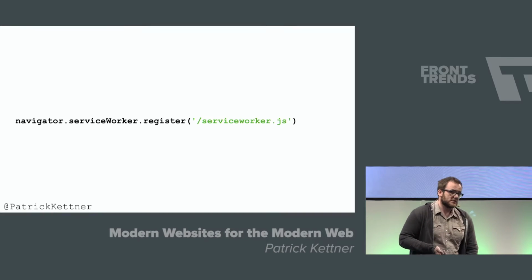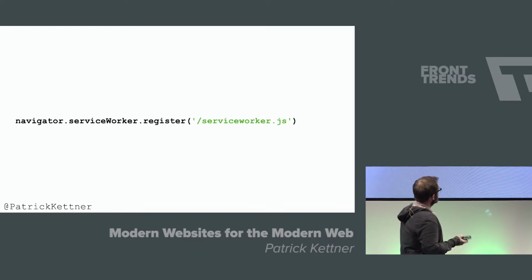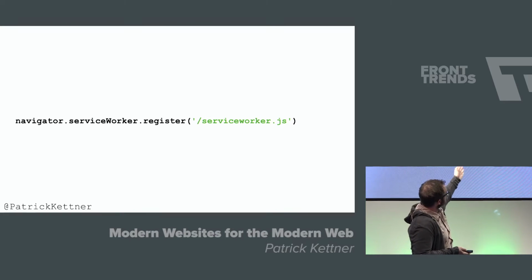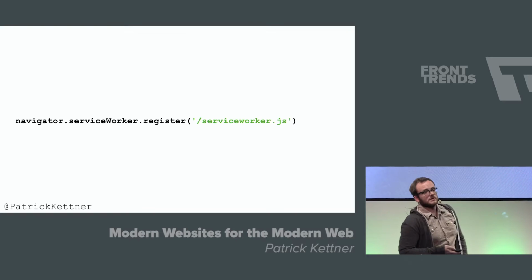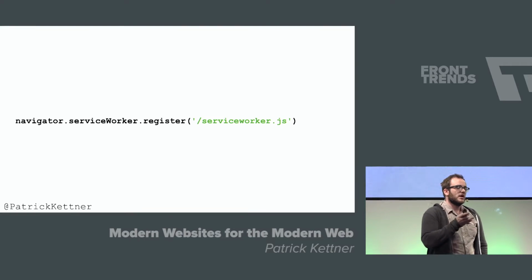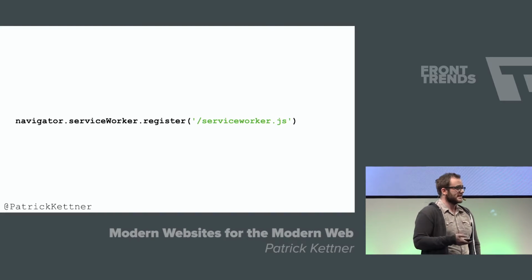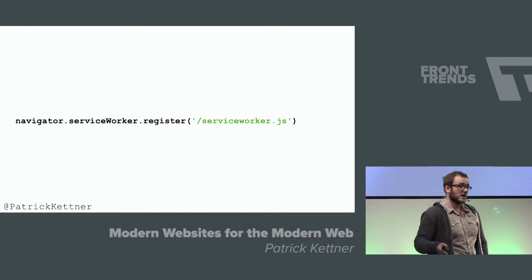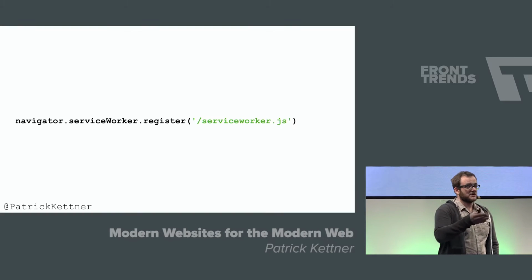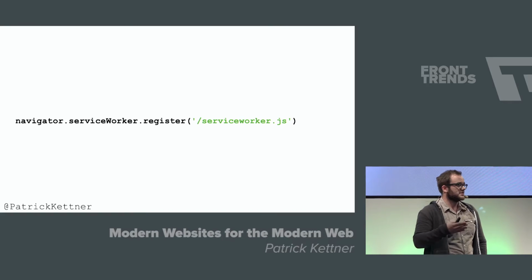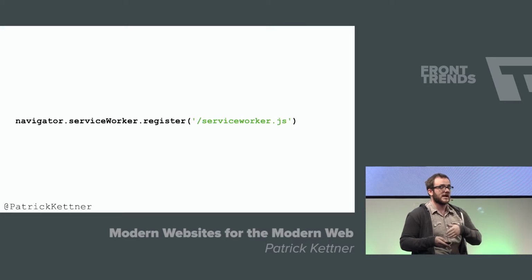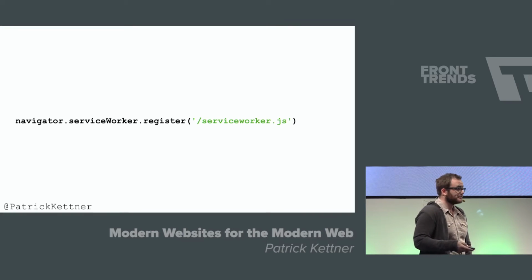So if you've never used Service Worker before, you're unfamiliar with it, this is how you register a service worker, navigator.serviceWorker.register. The only thing that's important here is the path to your service worker. You have to register it from the context that you want to control. So for this example, the file that we're loading is modernizr.com/serviceworker.js. That gives us control of modernizr.com. If you were to load it from modernizr.com/js/serviceworker.js, you would only have control of any URL beginning in modernizr.com/js. So you have to be very mindful of where you store it.